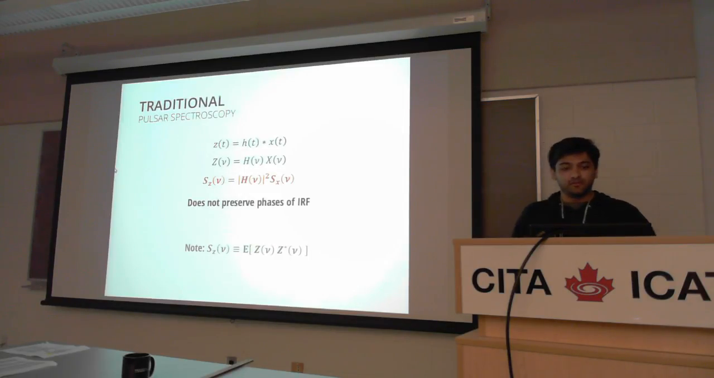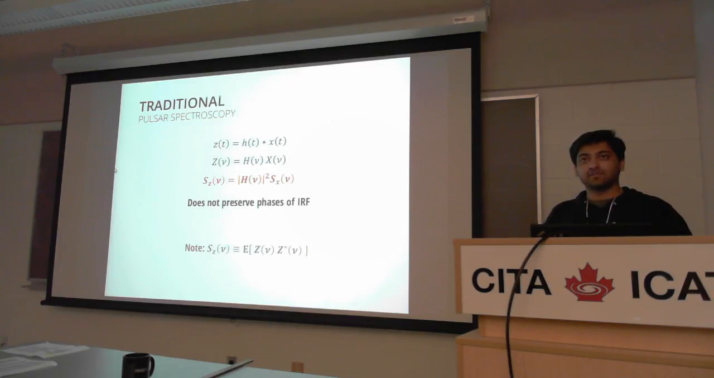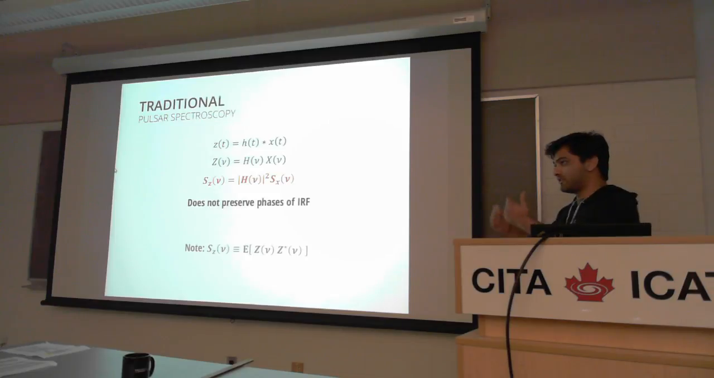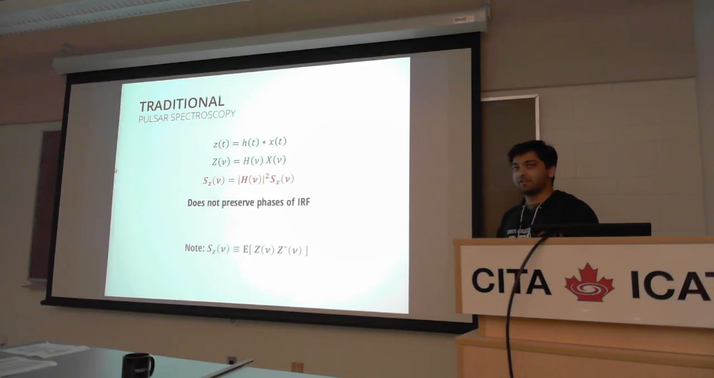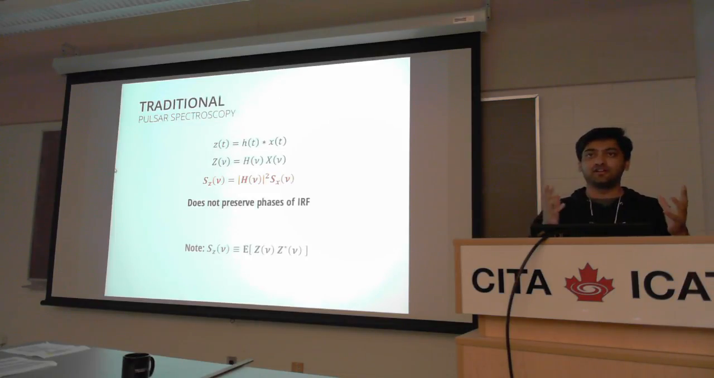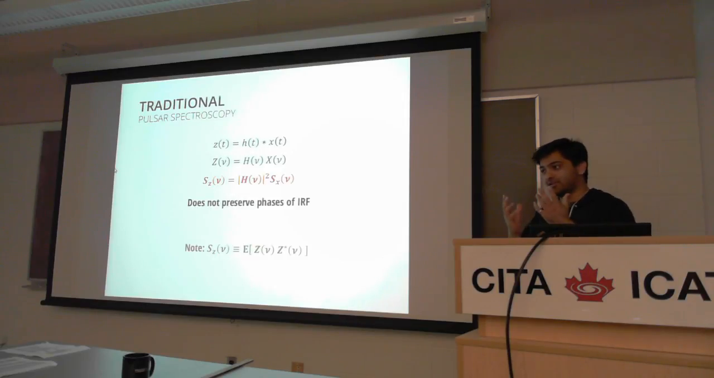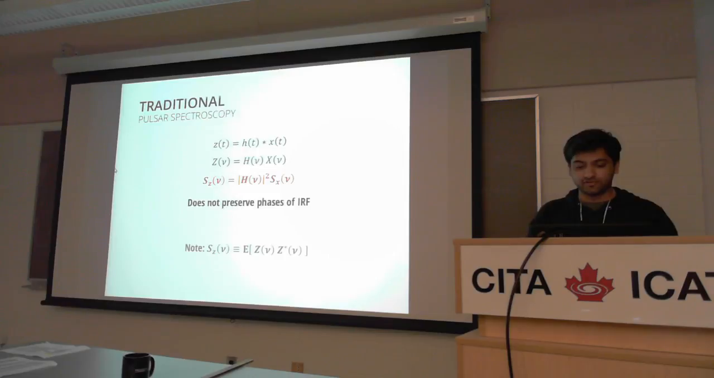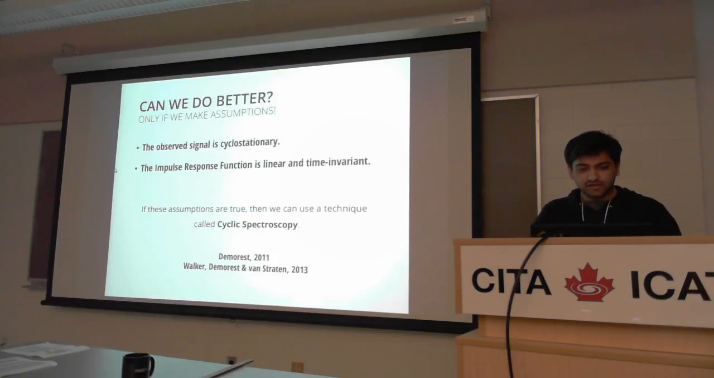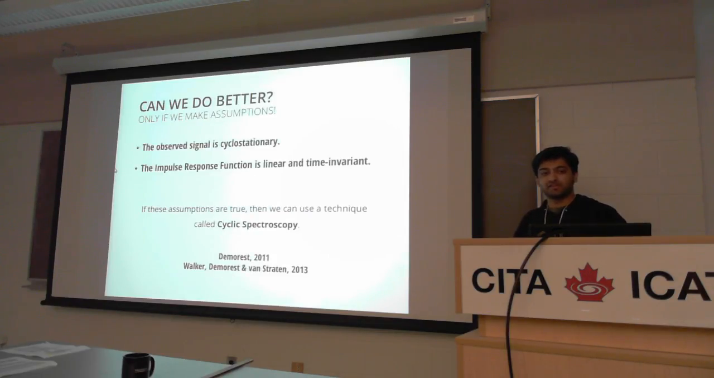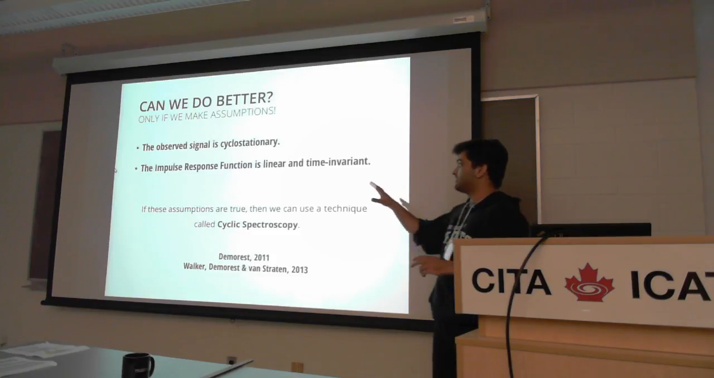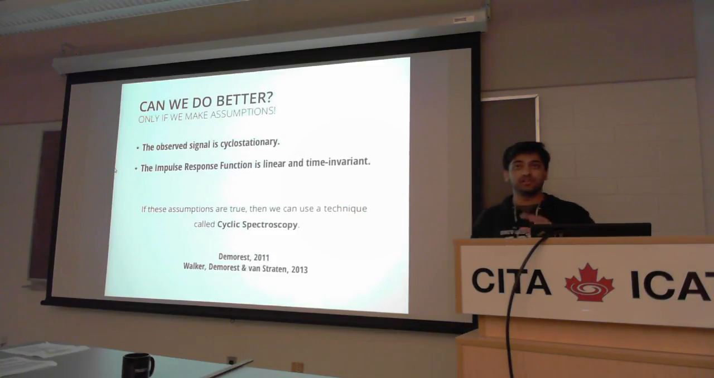So one of the things that a lot of people in this room are trying to do, I think, is figure out the phase of the impulse response function. It's all about the impulse response function. If we can find a good way to measure it with decent accuracy, we would be able to do a lot of the things that people are trying to do. So yes, we can do better if we make certain assumptions. If we assume that the observed pulsar signal is truly cyclostationary, then we can do this.